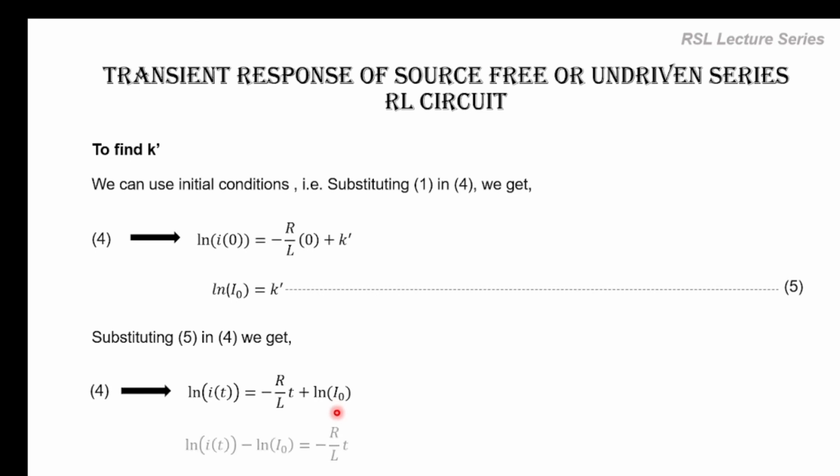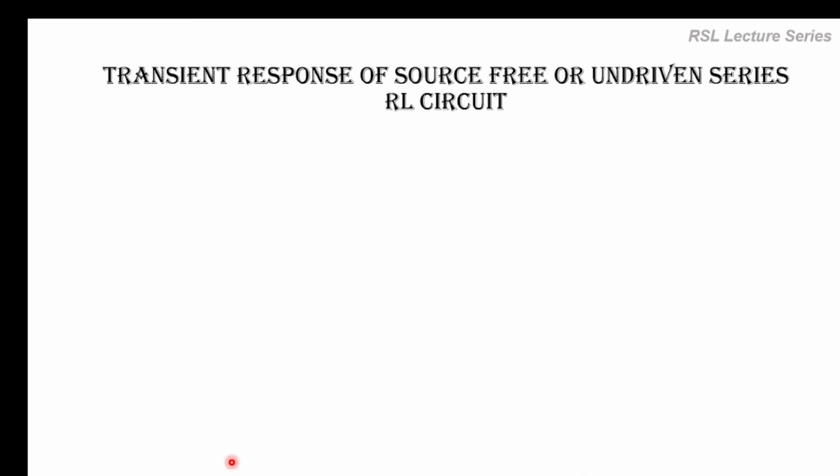Again we can write this equation as ln I of t minus ln I naught is equal to minus R by L into t. This is of the form ln A minus ln B, and ln A minus ln B can be written as ln A by B. So this term can be written as ln of I of t divided by I naught, which is equal to minus R by L into t on the right hand side.